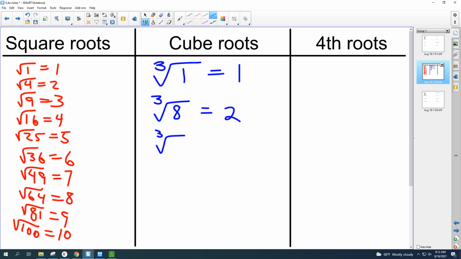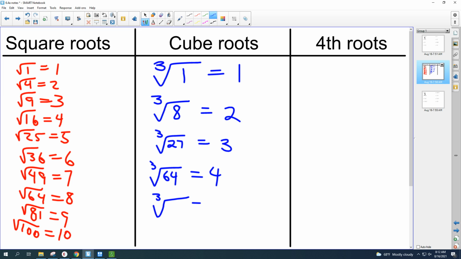So cube root of something equals 3. In order to figure that out, it'd be 3 times 3 times 3. Anybody know what that is? Very good. So cube root of 27 is one that maybe we would know. Cube root of something equals 4. 4 times 4 times 4 is 64. Very good. So that's one that we would know.